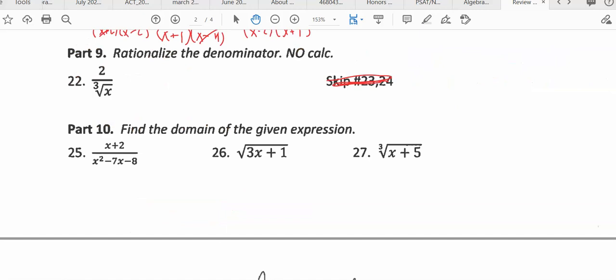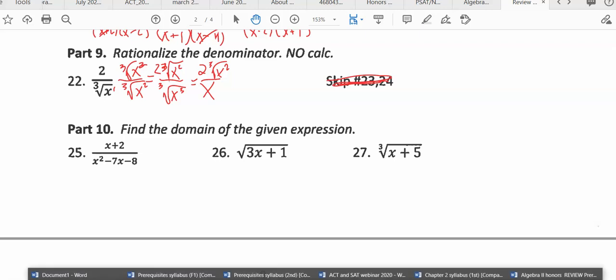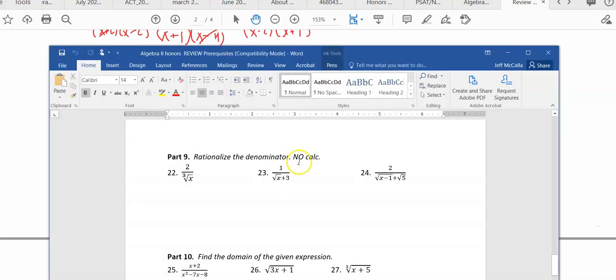Okay, so this one, think about the end in mind. So think about what we'd like that denominator to be. We'd like it to be cube root of x to the third. It's only cube root of x to the first, so we need to multiply by cube root of x squared to get that to happen. That's a third root of x squared. And so that simplifies to be 2 times cube root of x squared on top and x on the bottom. I don't want you to skip those two, so let's see if I can write on them. Can I write on this?